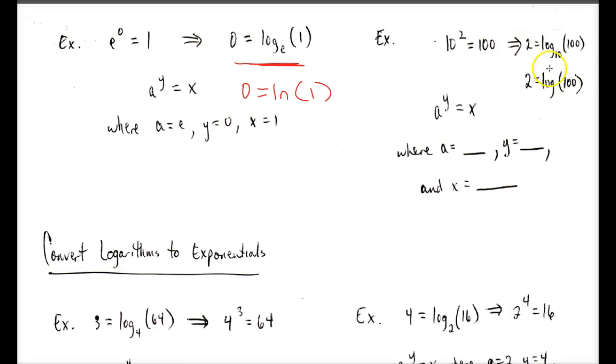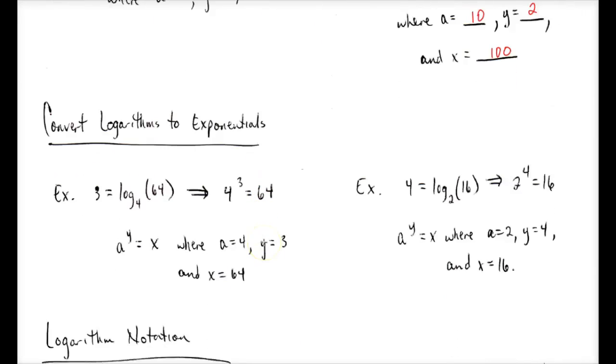And for our next example, we have 10 raised to the 2 is equal to 100. So in logarithmic form, we know that that would be 2 equals log base 10 of 100. So our base here is 10. The value for y, which is our exponent, is 2. And our result is 100.